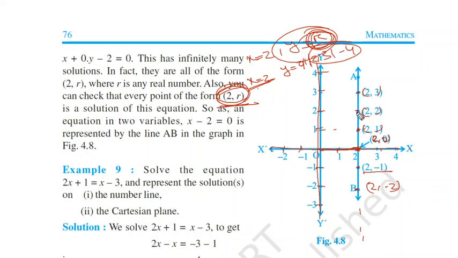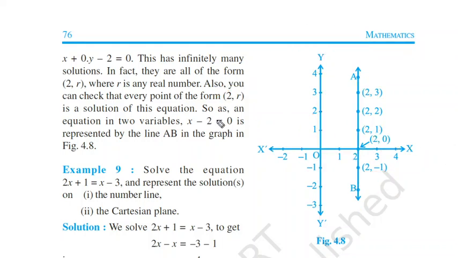Okay. Now you have got several points. Now if you put a scale and join all of them, you will get a line AB. And this line AB you can clearly observe is parallel to what? Is parallel to the y-axis. Okay. So what do we see? We have got an equation x minus 2 equal to 0, and we got a graph on the Cartesian plane, and we found that the line is parallel to the y-axis.